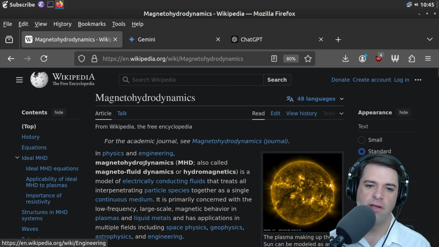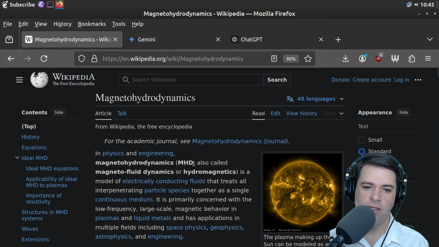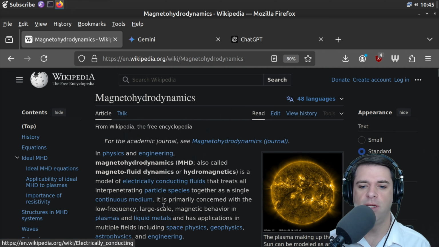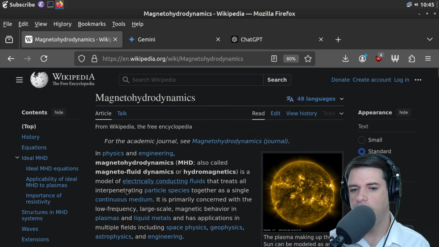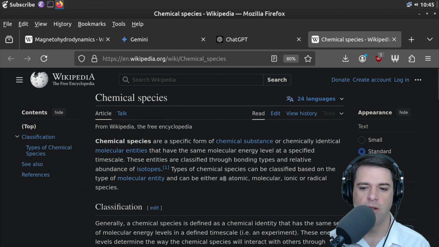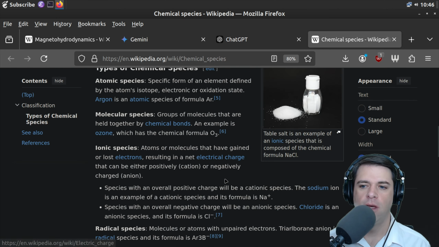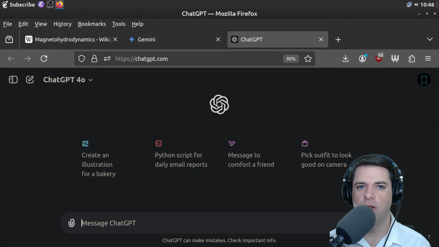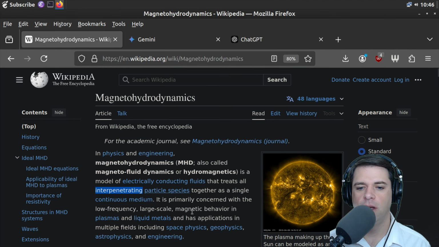In physics and engineering, magnetohydrodynamics, MHD, is a model of electrically conducting fluids that treats all interpenetrating particle species together as a single continuous medium. I don't know what interpenetrating means, but somehow all of the different particle species, is this like the different kinds of particles, chemical species? Okay, so these are the different types of chemicals. We're going to treat them all together. And I guess primarily look at how they interact with the magnetic fields or something.